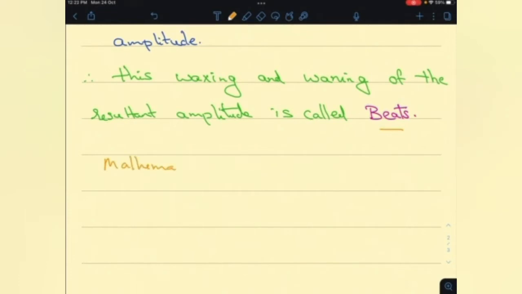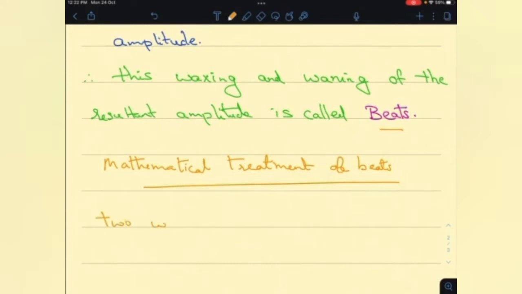So first of all, we have to consider two waves. The simplest case, the frequencies are nu1 and nu2, having amplitudes a1 and a2. So frequency nu1 has amplitude a1 and frequency nu2 has amplitude a2, with the condition that nu1 minus nu2 is very small.